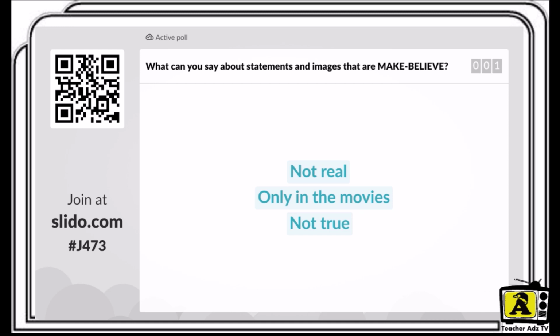Probably if it is an anime or what, it is make believe. But if it is a movie that depicts true stories or real life stories, those are real. So it doesn't happen only in the movies. Sometimes what's happening in the movies are also happening in reality.